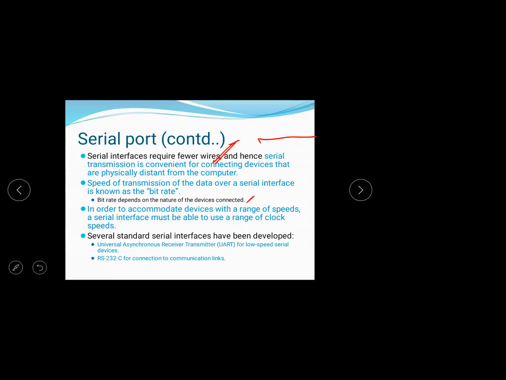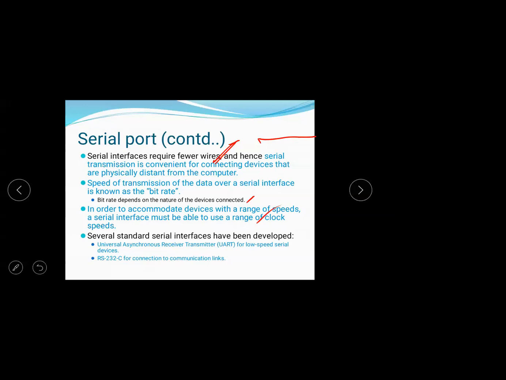It depends on the speed of the device. If it is a fast device, the bit rate is very high. If it is a slow device, the bit rate is very low. Okay. In order to accommodate devices with a range of speeds, a serial interface must be able to use a range of clock speeds. Depending on the speed of the devices, different ranges of clock speeds are there.